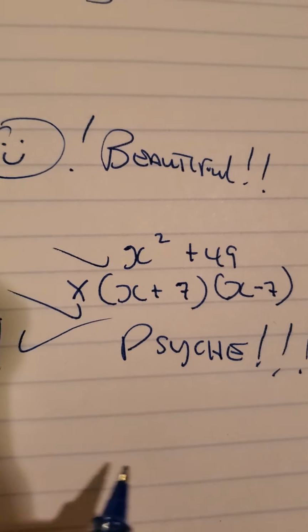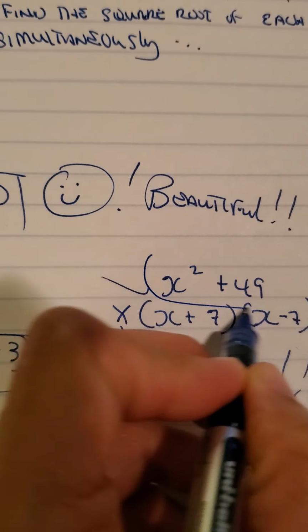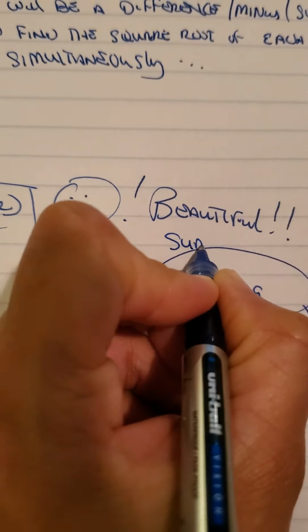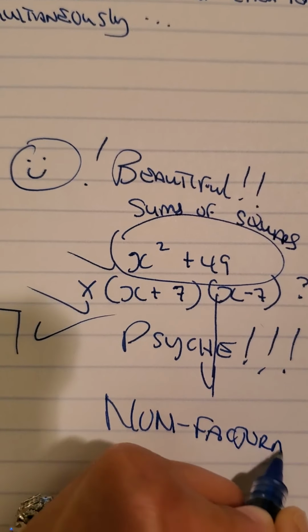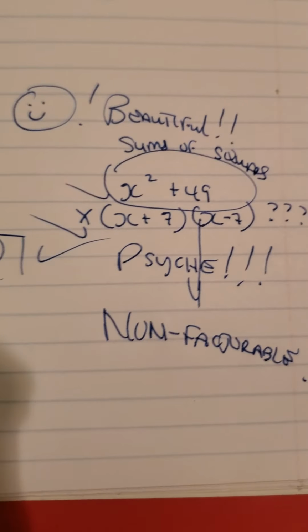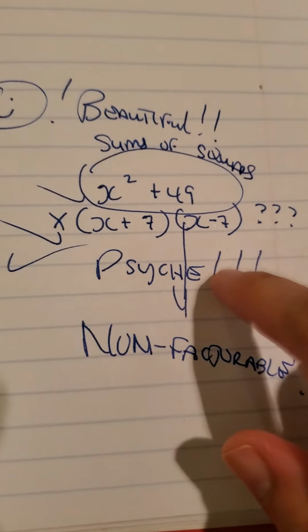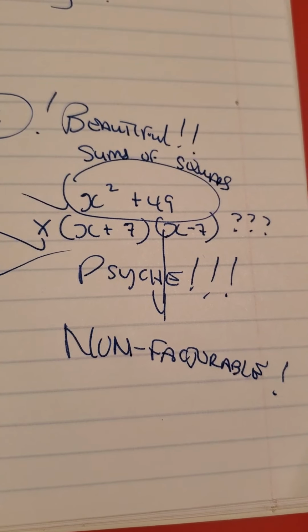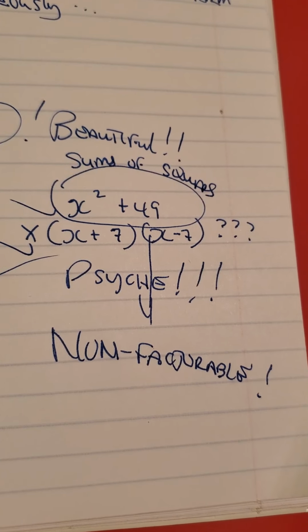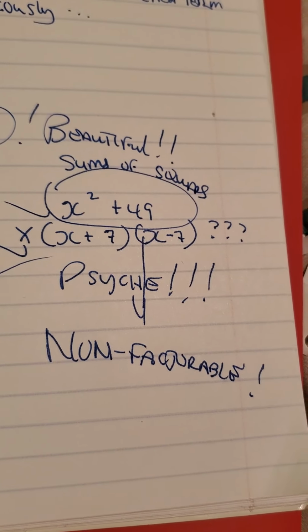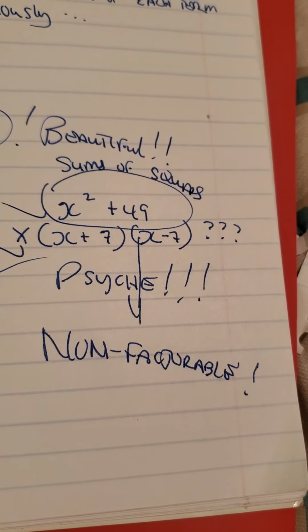So this is called a sum of squares, and you cannot factor it. Sums of squares are non-factorable. Okay, be very careful. I know this is going to pop up on an exam for sure. Be very, very careful. Sums of squares are not factorable. All right, and I can prove it to you. Let's look at the difference of squares versus the sum of squares.